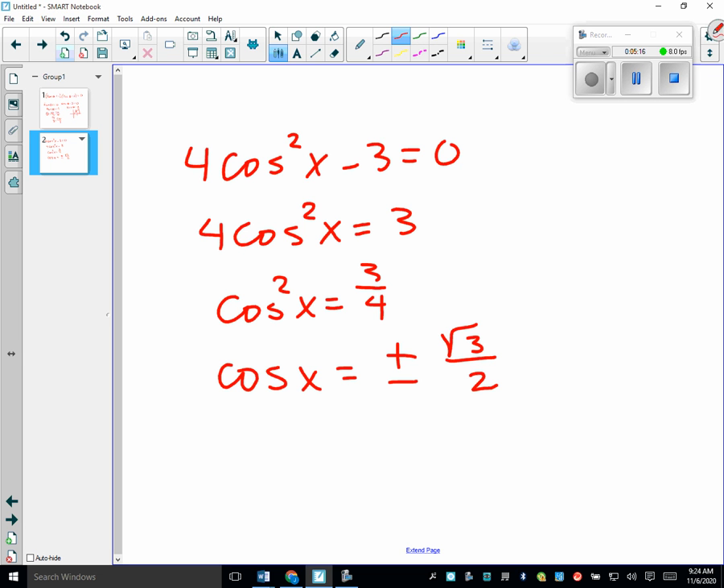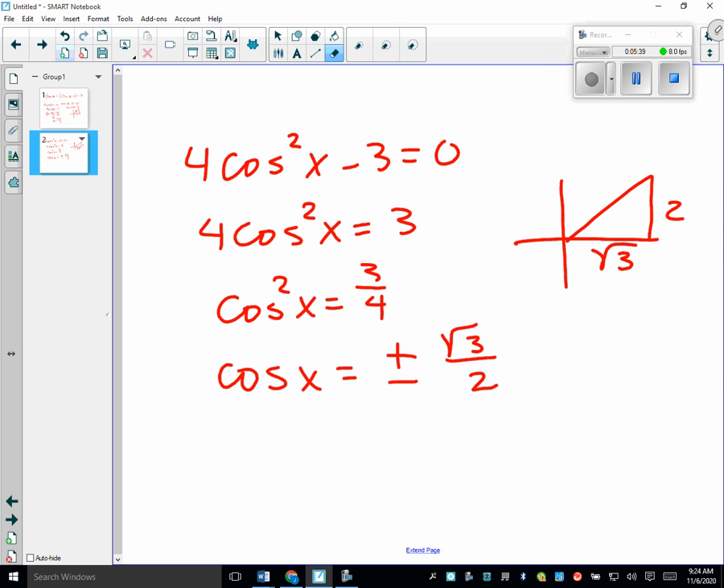Now, do you understand that my angle is going to be in all four quadrants? Isn't that what plus or minus means? So what is my reference angle? That's 2. That's 1. So it's pi over 6. Agreed? And then it would also be 5 pi over 6, 7 pi over 6, and 11 pi over 6.